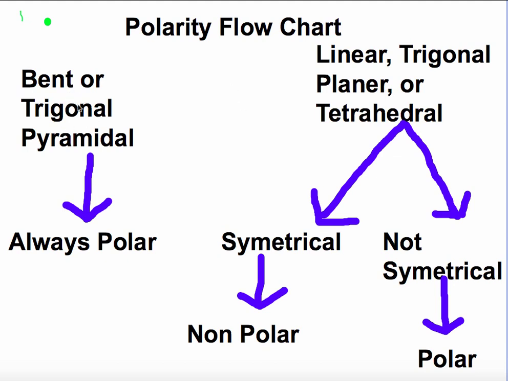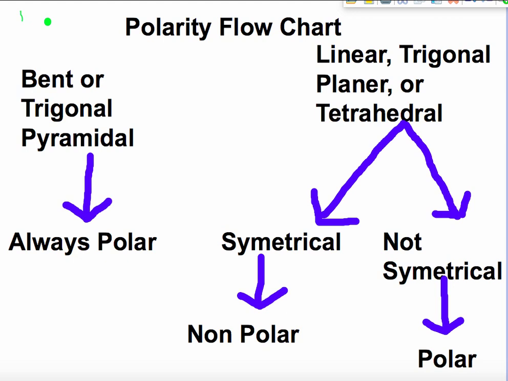So if something's bent or trigonal pyramidal for a geometry, that's always going to be polar. If it's not bent or trigonal pyramidal, so like if it's linear, trigonal planar, or tetrahedral, you have to look at the symmetry. And if it's symmetrical, it's nonpolar. And if it's not symmetrical, then it will be polar. So I'll be going through some different slides here to help you understand some examples anyway, so you can see what that's like here.